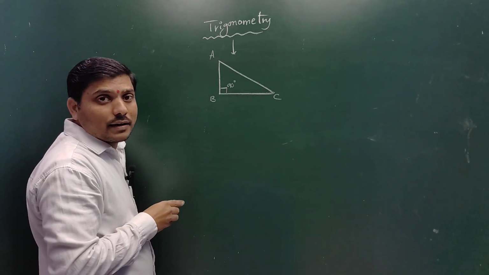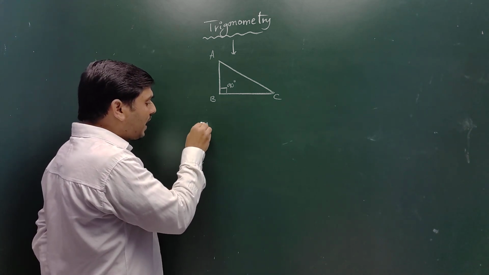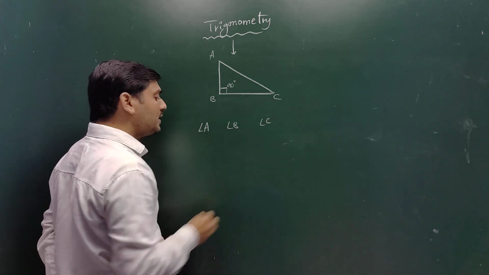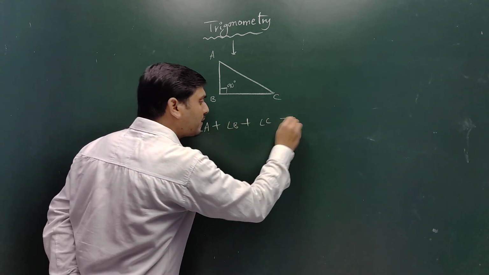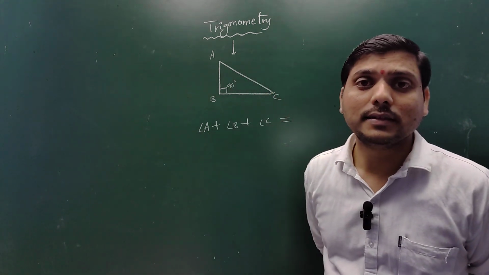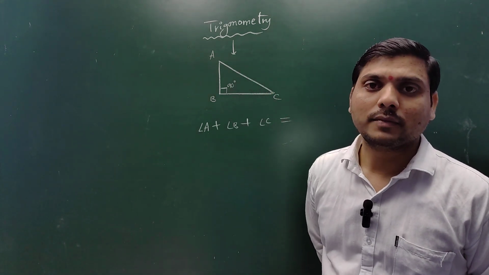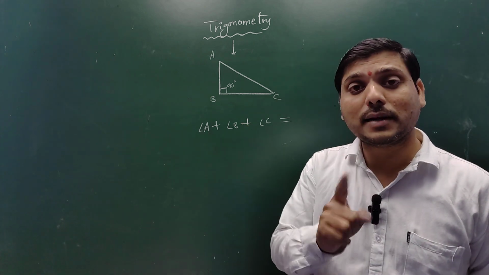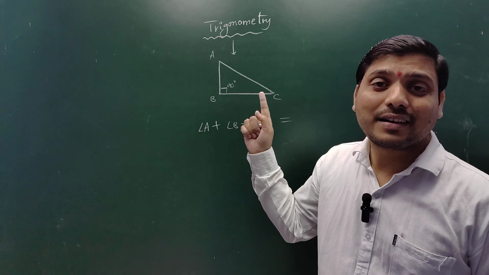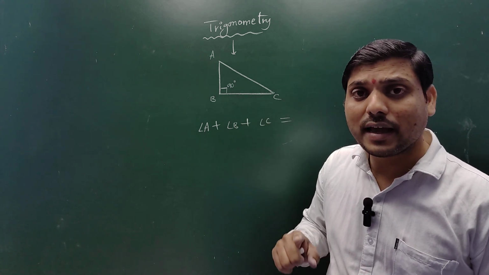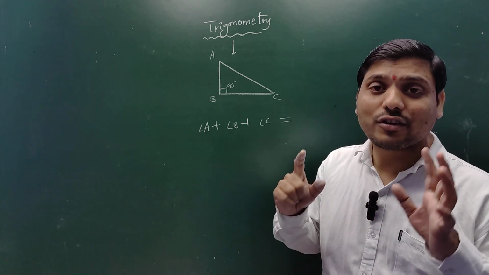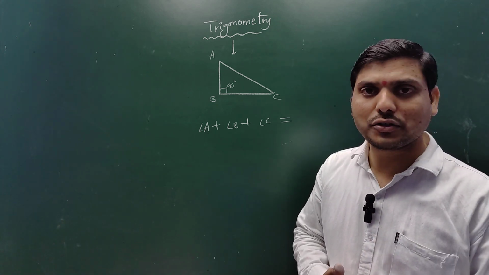In a triangle, angle A, angle B, angle C, the sum of these three angles is always exactly 180 degrees, not more than 180 degrees, not less than 180 degrees. That is the form of a triangle. If the three angles sum to more than 180 or less than 180, that is not a triangle. Okay, do you understand?